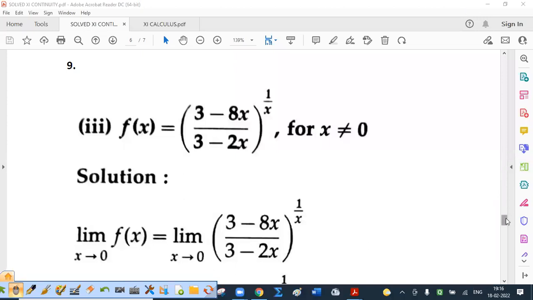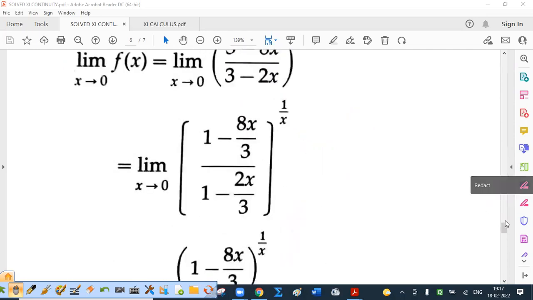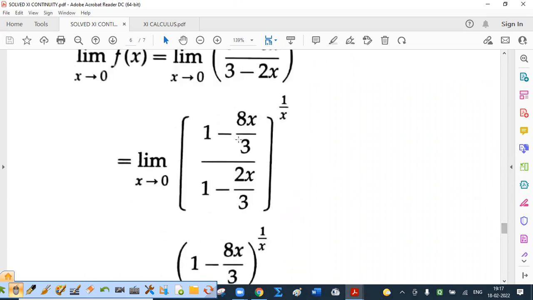Now third one, f of x is 3 minus 8x upon 3 minus 2x raised to 1 upon x for x not equal to 0. Now within the bracket, take 3 common from numerator and denominator and cancel that. So we get this. We are evaluating the limit of the function.